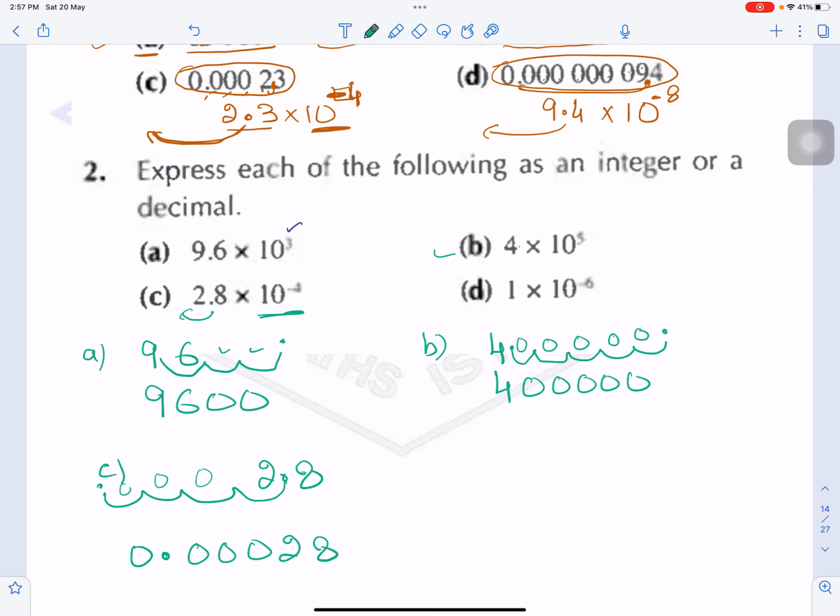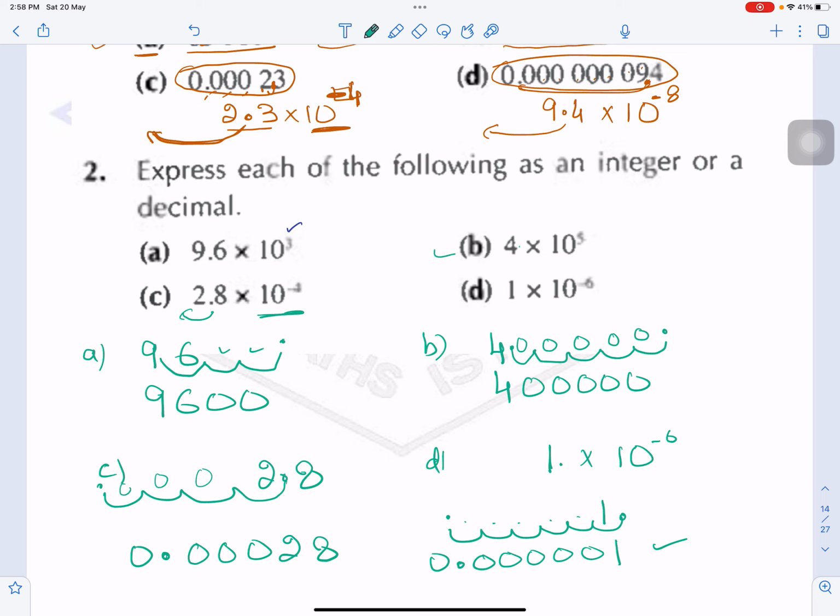Let's see part D. It is 1 times 10 power minus 6. You can't see the decimal. It means it is on the right side. Now you will make it jump 6 places to the left, okay? 6 places to the left. Let me write here. 1, 2, 3, 4, 5, 6. It means it will come here. So how many zeros? 5 zeros will come here. So it is point 0 0 0 0 0 1. So this will become your ordinary form.